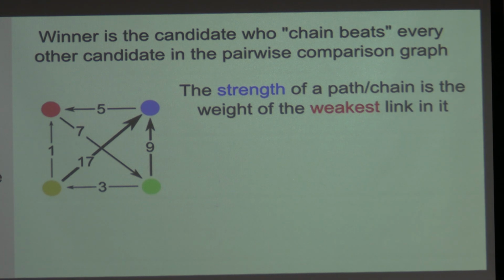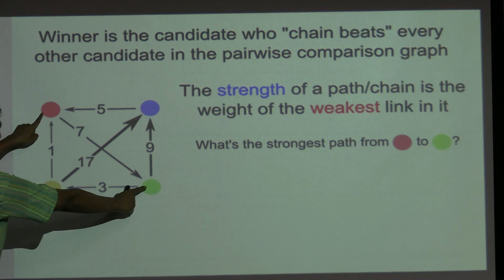So in this graph, you look at any path, and the strength of that path is the weight of the weakest or the smallest number on that path. So a path is only as strong as the weakest edge in it. For example, let's look at red and green.